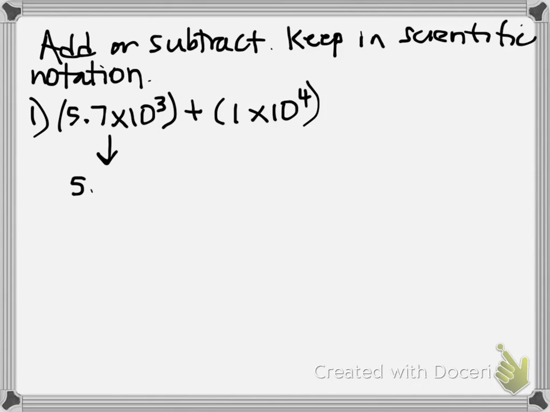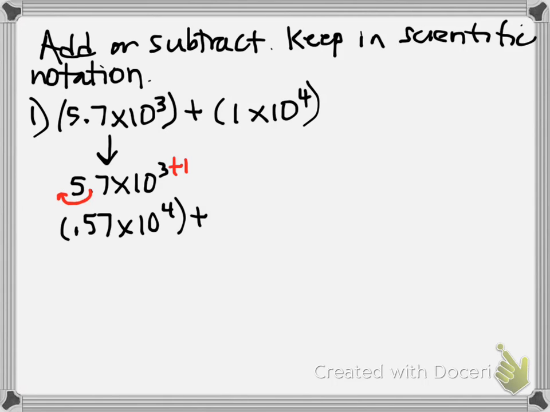In order to get the exponent to change up by 1, we're going to have to move the decimal left by 1. That's what our process said. So we needed to get up to 4, which means we have to go the opposite direction. We're going to go left. So what we have now is 0.57 times 10 to the 4th plus the 1 times 10 to the 4th.